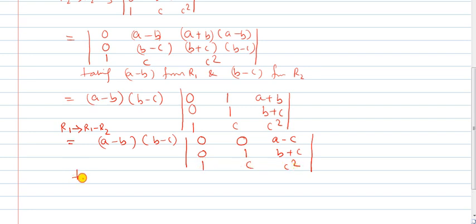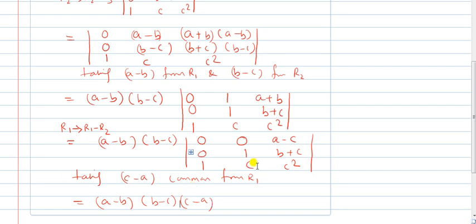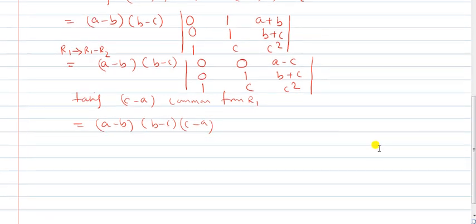Again, what I can do is take a minus c common. Sorry, I have to prove c minus a, so let us take c minus a common, right? Taking c minus a common from row 1, what I get, let us see. This is a minus b multiplied by b minus c. I have taken c minus a from row 1 common, right? And the things will be like this.